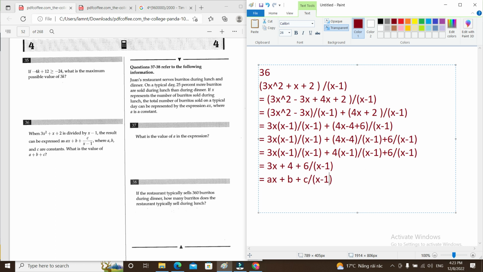So we can figure out a is equal to 3, b is equal to 4, and c is equal to 6. Therefore a plus b plus c is just 3 plus 4 plus 6, which is 13. So the answer of 36 is 13.